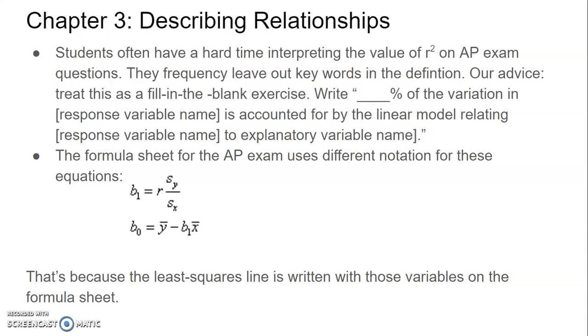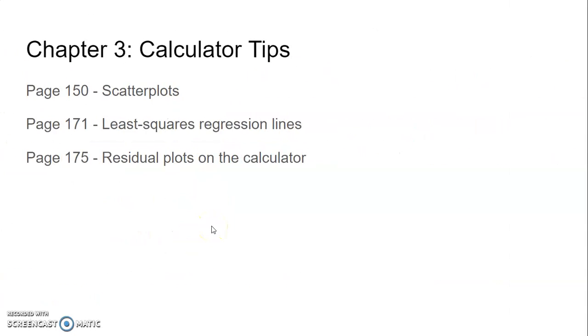The formula sheet does give you ways to find your slope and your y-intercept if you're given some numerical summaries: the mean of your x's, the standard deviation of your x's, the mean of your y's, and the standard deviation of your y's, as well as your correlation. You should be able to find those algebraically. And again, these are the calculator tips for chapter 3.